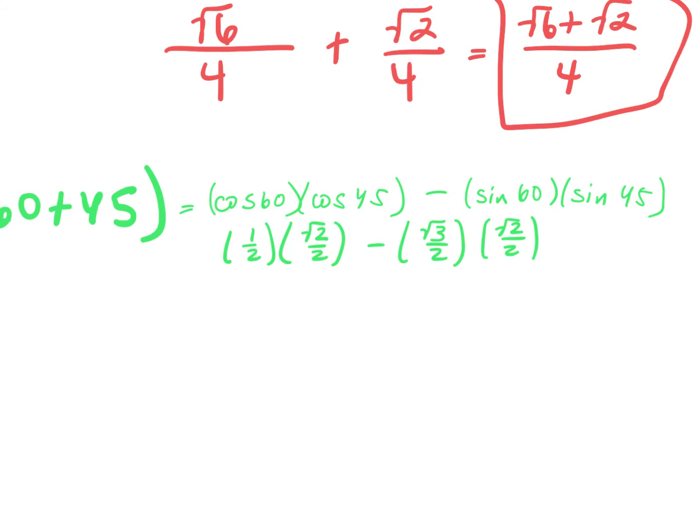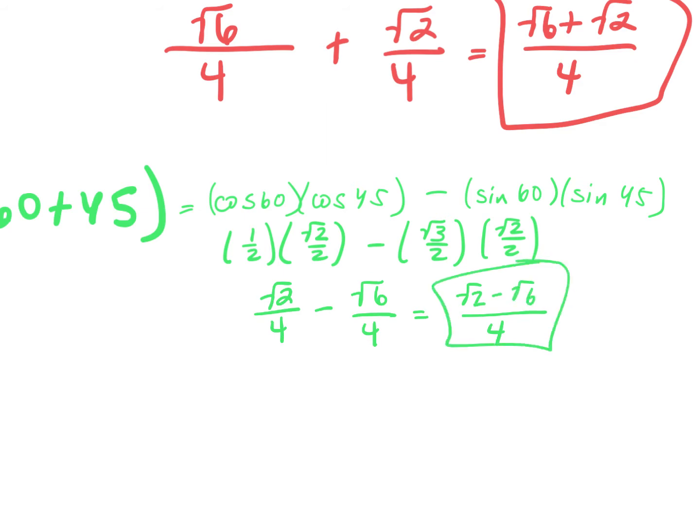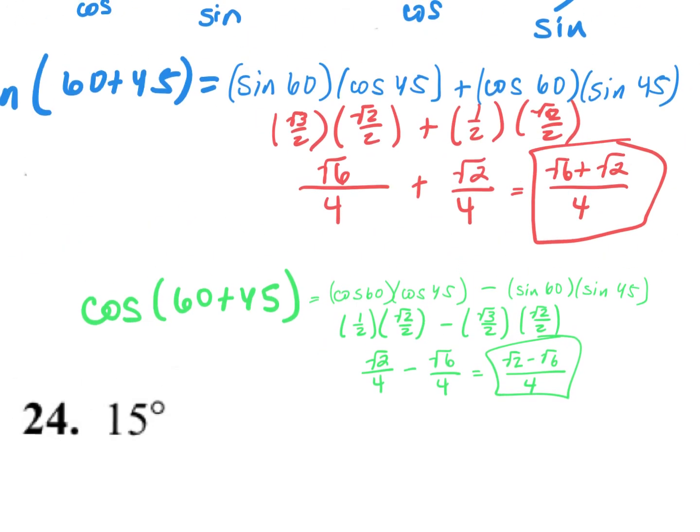Now we simplify. 1 times the square root of 2 is the square root of 2 over 2 times 2 is 4, minus the square root of 3 times the square root of 2 is the square root of 6 over 2 times 2 is 4. When we simplify this, we have a common denominator of 4. So I can rewrite this. The numerator is the square root of 2 minus the square root of 6. And that is as simplified as you can make that problem.